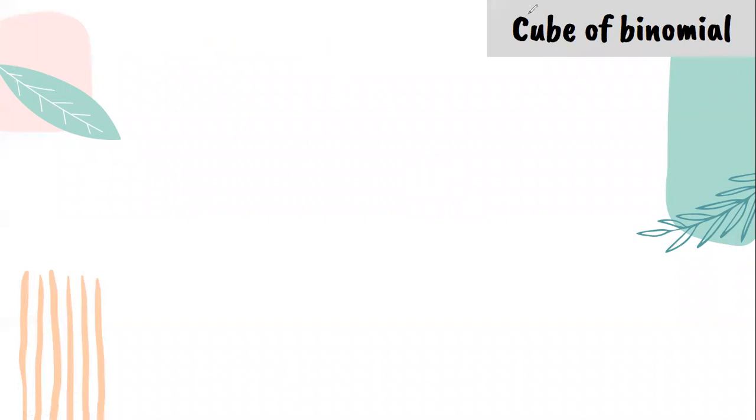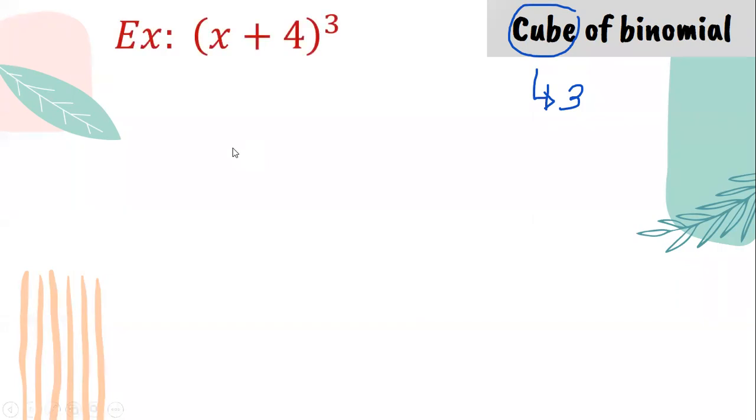Next, we have to discuss the cube of binomial. When we say cube, automatically the exponent involved is 3. Let's discuss this example. X plus 4 raised to 3. The cube of binomial.